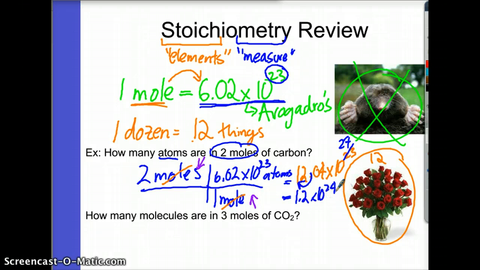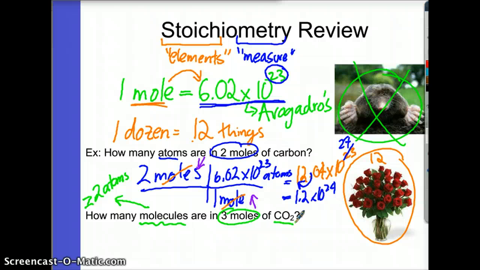We can go the same way, but instead of talking about atoms, we can talk about molecules. Remember, a molecule is something that has greater than or equal to 2 atoms present. So for example, how many molecules are in 3 moles of CO2? The reason I have to use the word molecules is because carbon dioxide has 3 atoms. It has 1 carbon and 2 oxygens. Whereas up here we were just talking about 1 element, carbon.